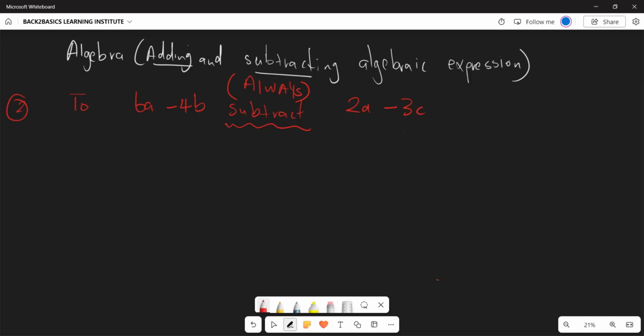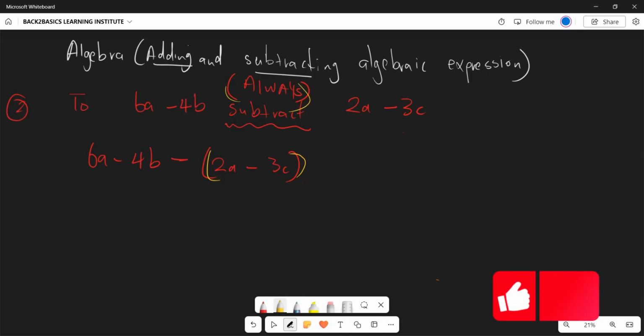I will show you just right now what that means. For example, they say to 6a subtract 4b, you need to subtract 2a subtract 3c. So they are saying if you have 6a subtract 4b, you need to subtract your 2a subtract your 3c. And remember, this was the always, the bracket. Remember, I said you need to always write this in brackets. So what is it that you are going to do from here?